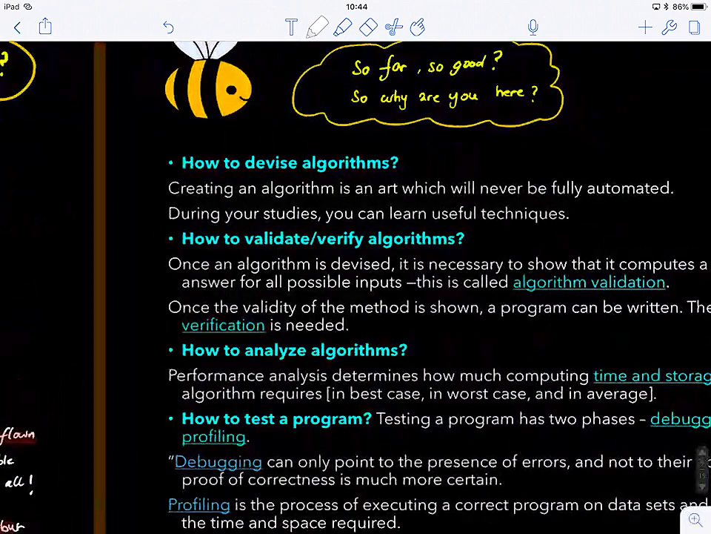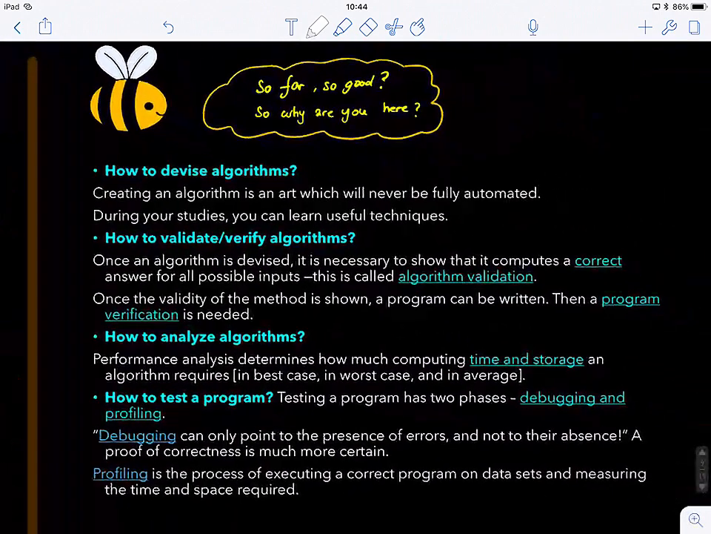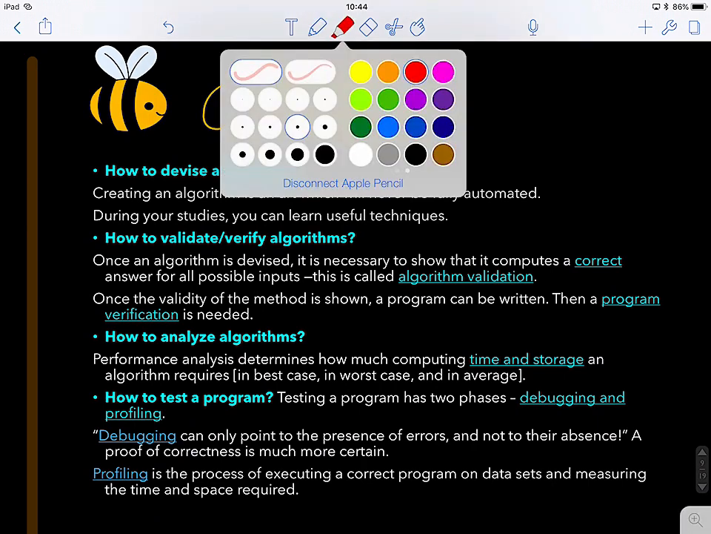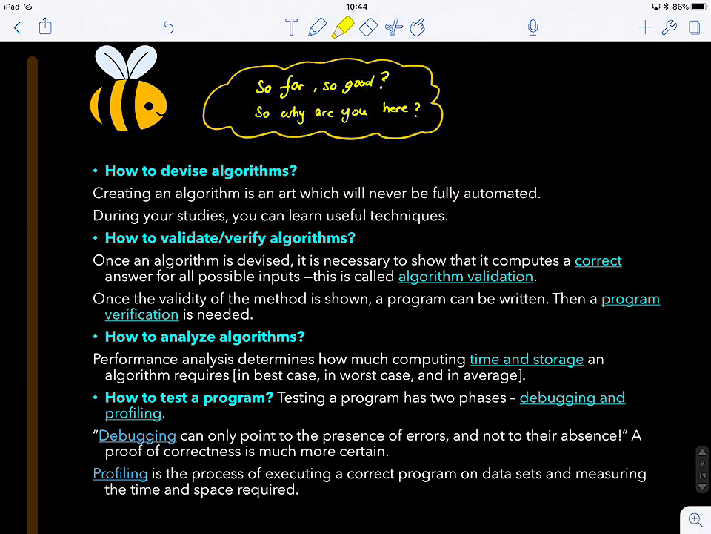So far, so good. Let's remember why you are here. Just to recall a few things: how to design an algorithm. In this course, we'll learn how to create an algorithm for different problems. But algorithm creation is like an art. It's something you need to engage with, something you need to think about. You might find a first algorithm, and it doesn't seem to be computationally efficient. You want to make it faster, right? So designing and creating algorithms is very important.